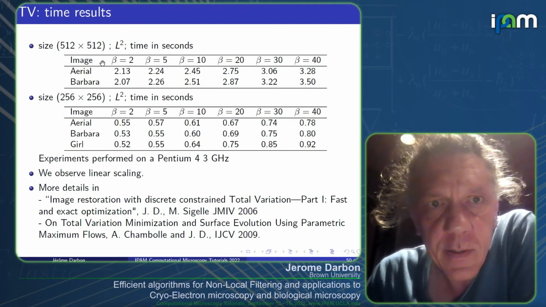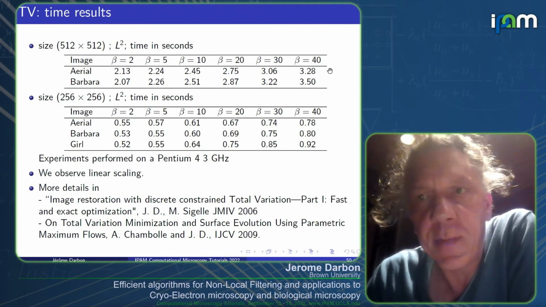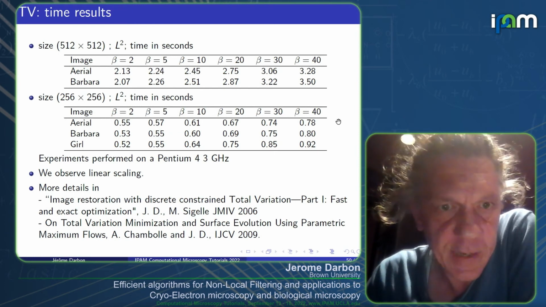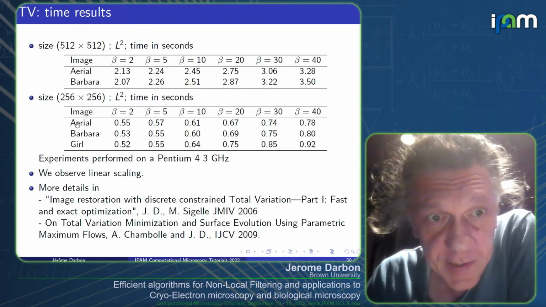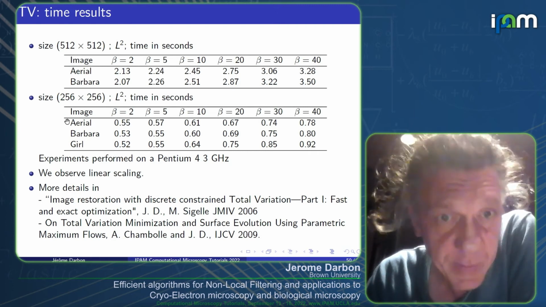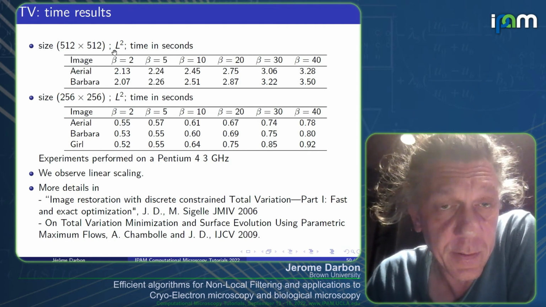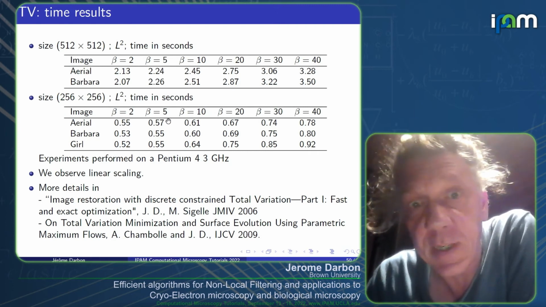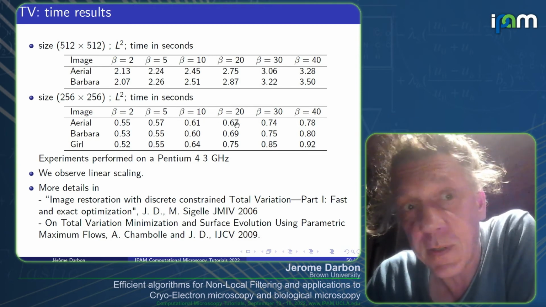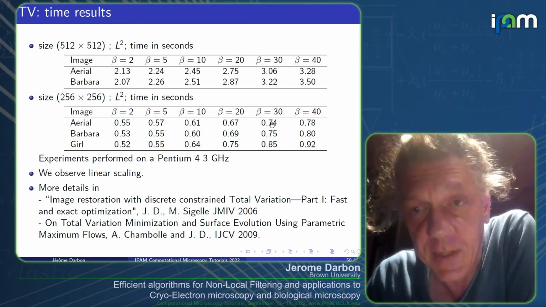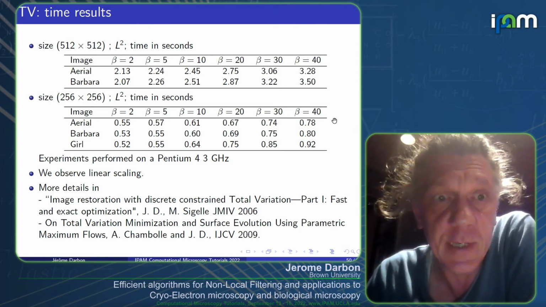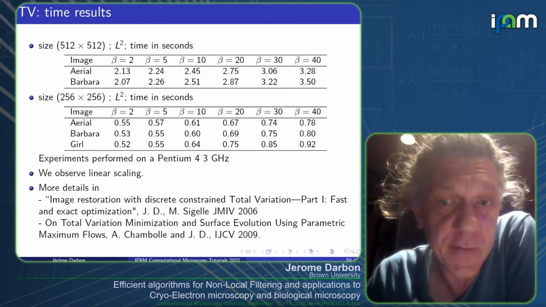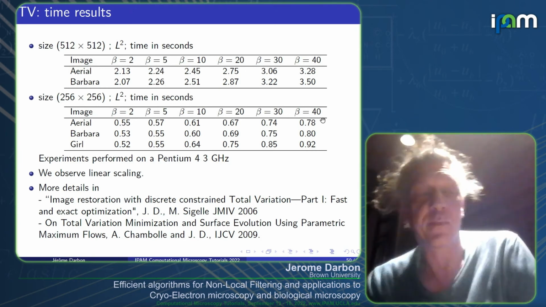The idea here in this table is that this algorithm is very efficient. When we increase the size, when we multiply the number of pixels by 4, we multiply by 4 the time to execute the algorithm. So in practice, we run in linear time to minimize TV of the form that I described before.